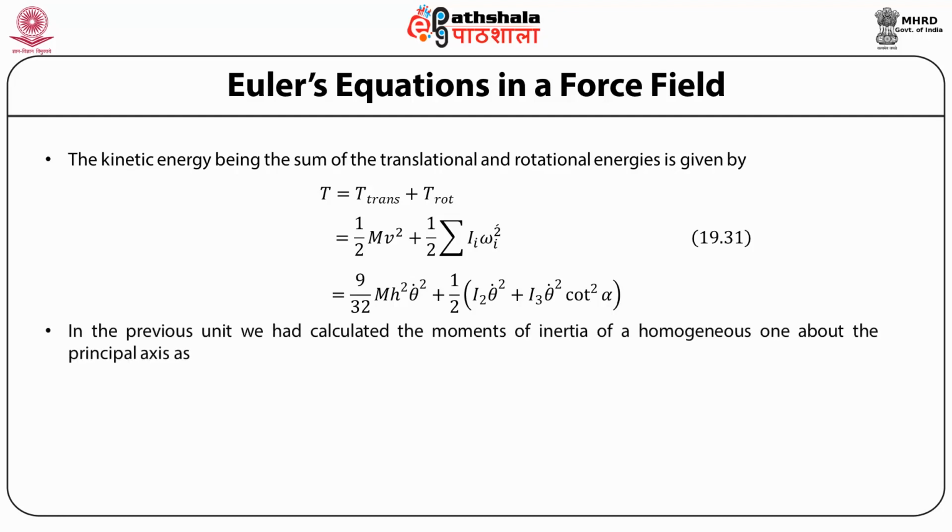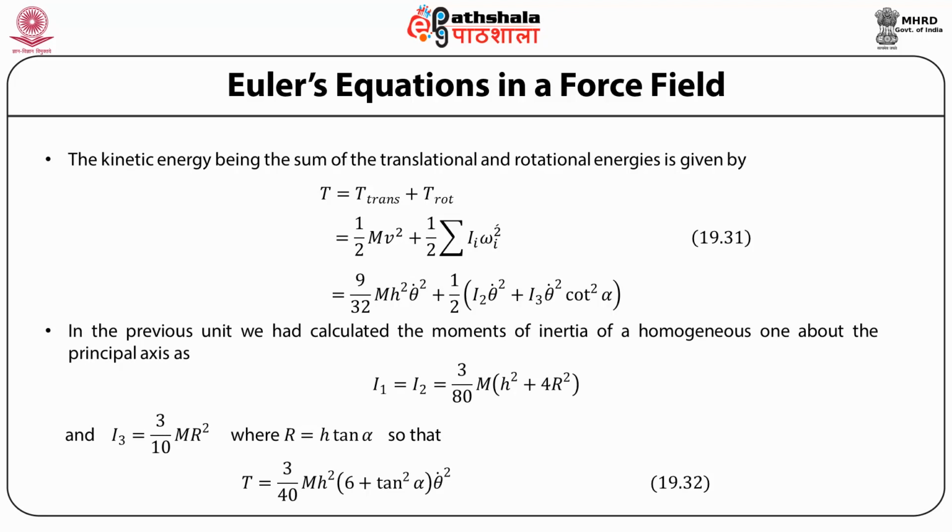In the previous unit, we had calculated the moment of inertia of a homogeneous cone about the principal axis, and we had obtained that I1 is equal to I2 is equal to 3 by 5 total mass times (h square plus r square by 4), and the moment of inertia about the third principal axis was found to be 3 by 10 m r square. So substituting all this together, the kinetic energy of the rolling cone comes out to be 3 by 40 m h square into (6 plus tangent square alpha) theta dot square.